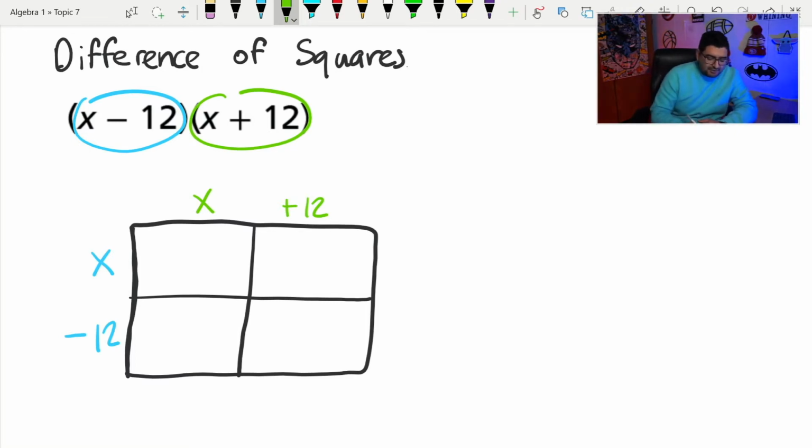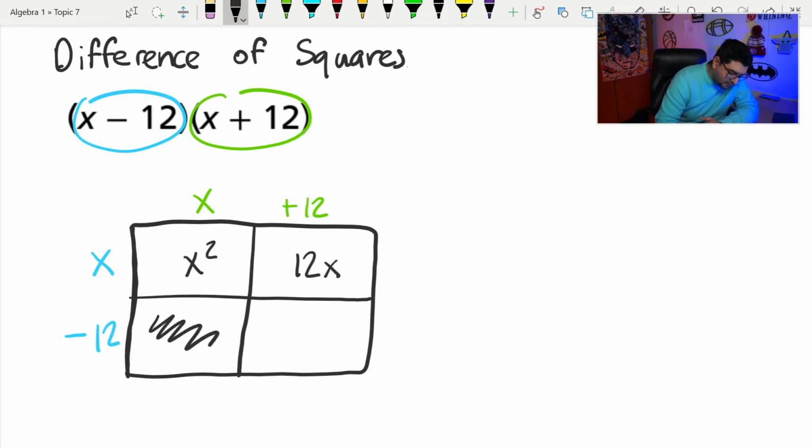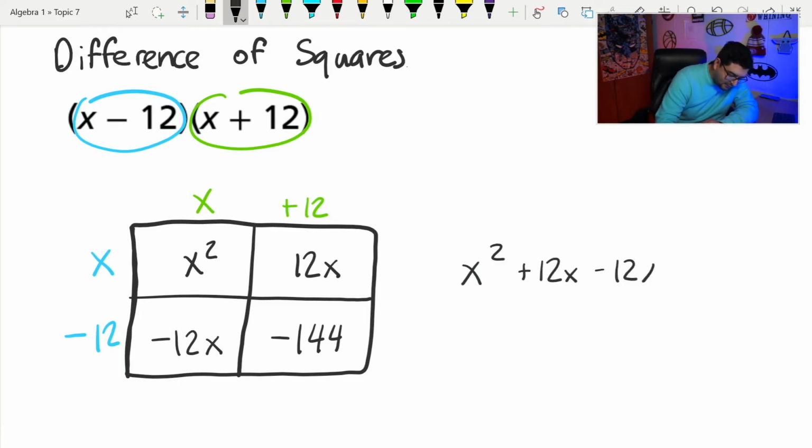Remember, we just multiply in each of these boxes. It's kind of like a multiplication chart. In this box right here I do x times x, that is x squared. In the top right box, 12 times x gives me 12x. In the lower left box, negative 12 times x gives me negative 12x. And in the last box, 12 times negative 12 gives me negative 144. Then we just write these out all next to each other: x squared plus 12x minus 12x minus 144.